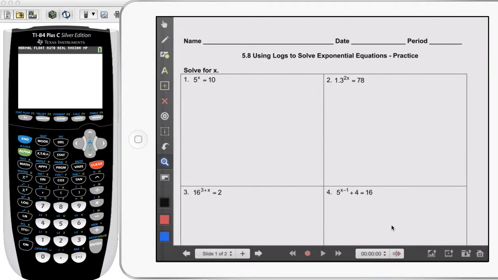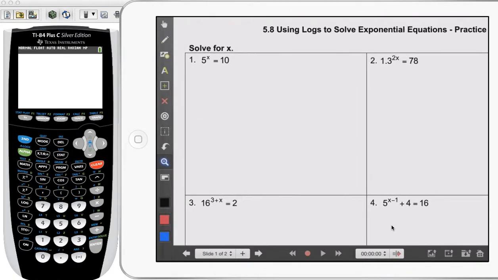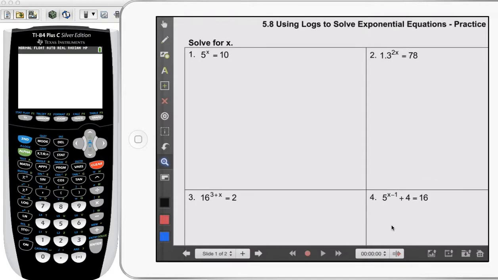Let's start with number 1. As you can see, this is an exponential equation, and the exponent is x. This is the variable. So in order to solve this exponential equation, I have to change it to log form. So the base 5 becomes the subscript, and the argument 10 becomes the number inside the log, and the answer of this log is going to be my exponent. So x is equal to log 10 base 5.